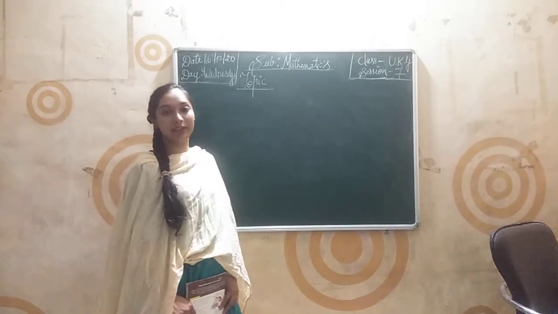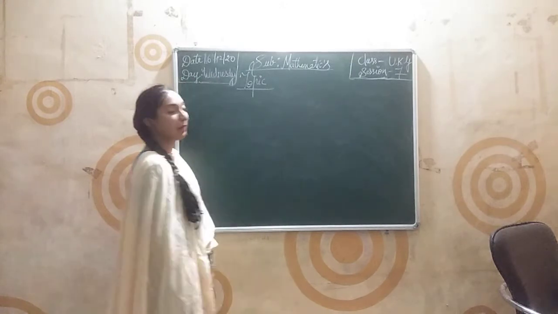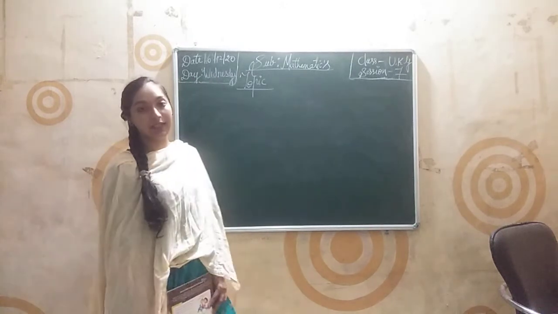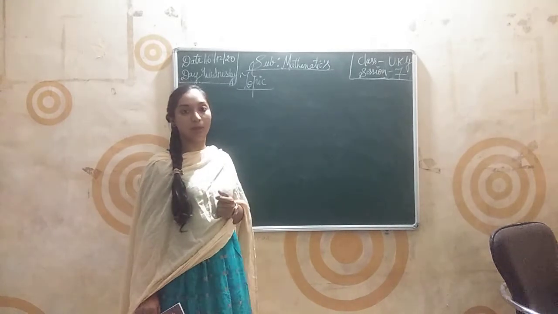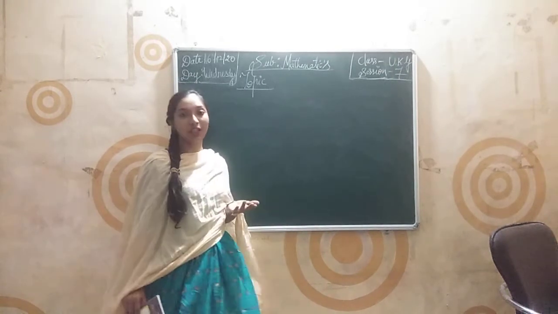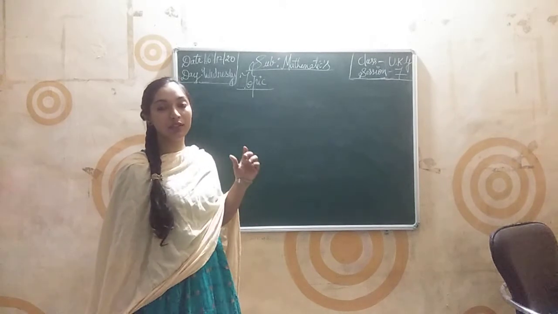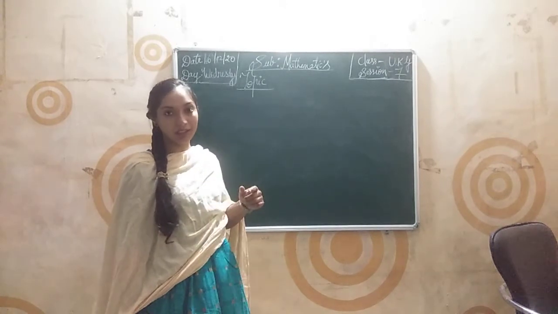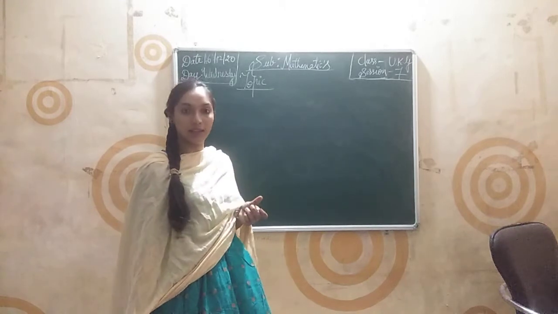In the subject mathematics, what have we learned in the previous class? In the previous class, you learned number names. Number names means you have to write numbers in word form. Students, can you tell me till where we have learned number names? We have learned number names 1 to 10, 11 to 20, and 21 to 30.